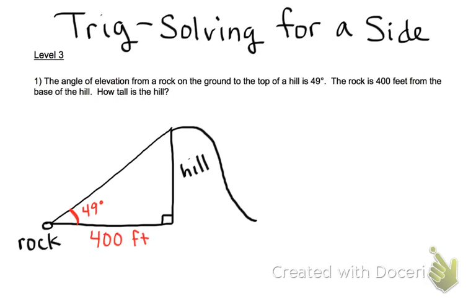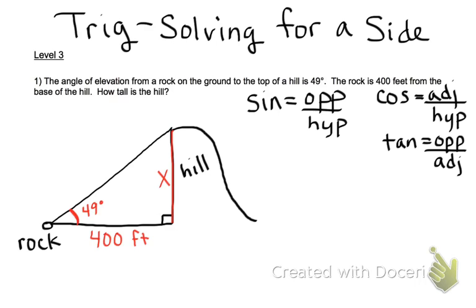Next it says, how tall is the hill? That's talking about this side right here, the height of the hill, so I'm going to label that as x. Now I have to figure out which trig function I'm going to use to solve this problem. So I'm going to label my sides. Across from the angle is my opposite side, and the side right next to it is my adjacent side. Opposite and adjacent uses the trig function tangent.